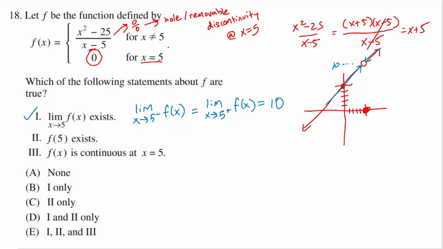F of 5 also exists. In fact, it's explicitly defined in the function itself. F of 5 is 0. So that is true. 3 says f of x is continuous at x equals 5.